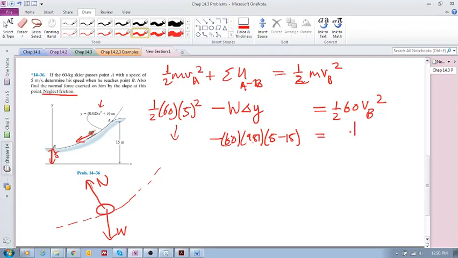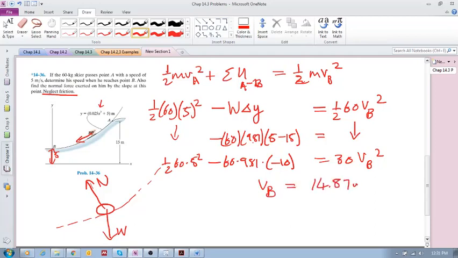On the right hand side, we bring that down: half times 60 times 5 squared. What you notice here is that we have a minus here and a minus in the brackets, and a minus times a minus gives us a positive. Does it make sense that we have positive work due to the weight? Yes, because the weight is acting down and the displacement is down, so both vectors are in the same direction. So we get half times 60 times 5 squared plus 60 times 9.81 times 10 equals 30 vB squared. Then you just solve this and you'll get vB equal to 14.87 meters per second. That's what I got.